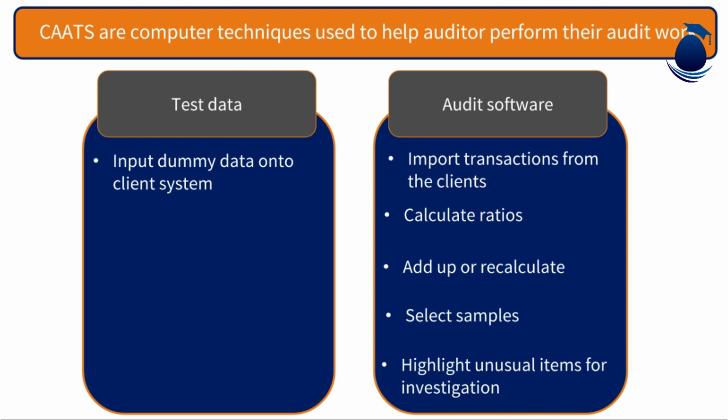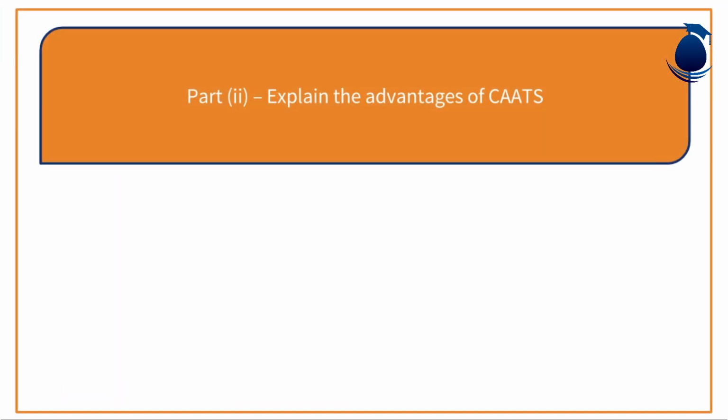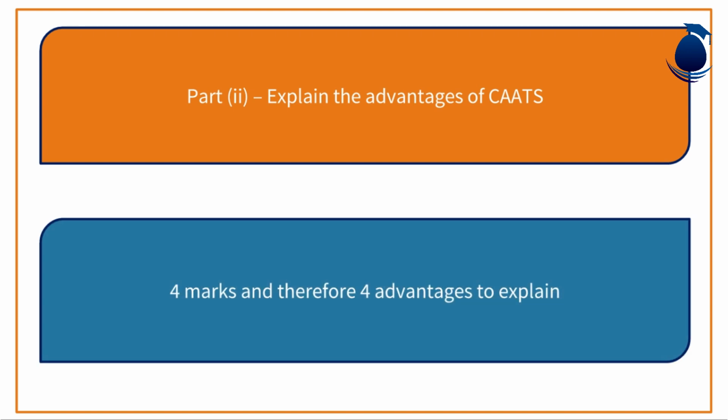Now on to parts 2 and 3, where we need to highlight the pros and cons of using these techniques. Part 2 wants you to explain the advantages of CATs. As the marks are split equally, we have 4 marks, and therefore 4 advantages to explain.